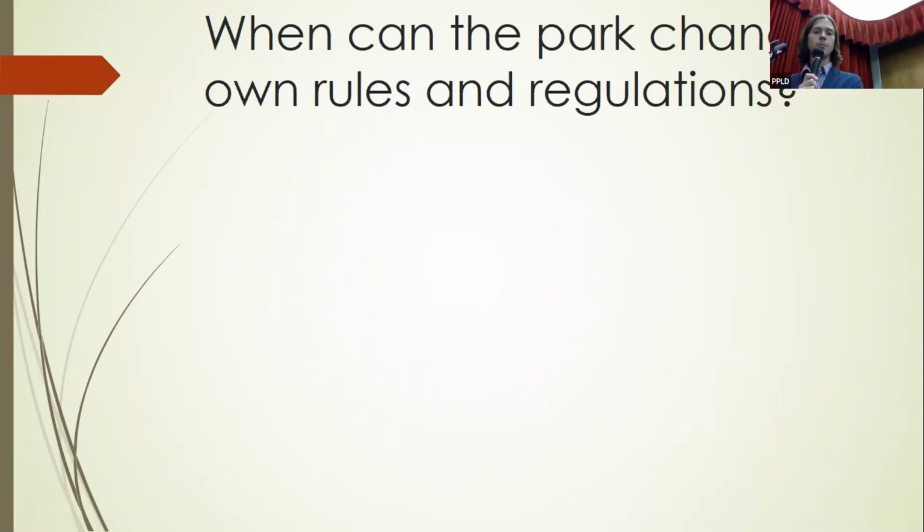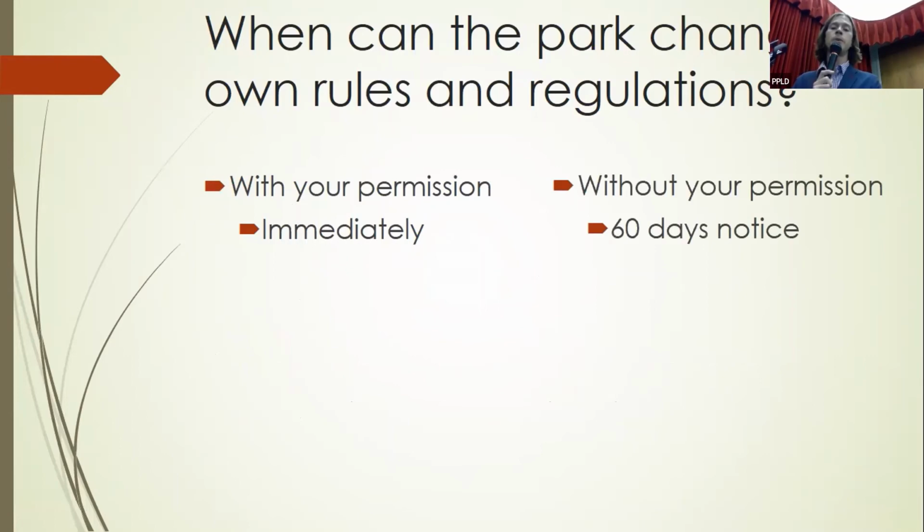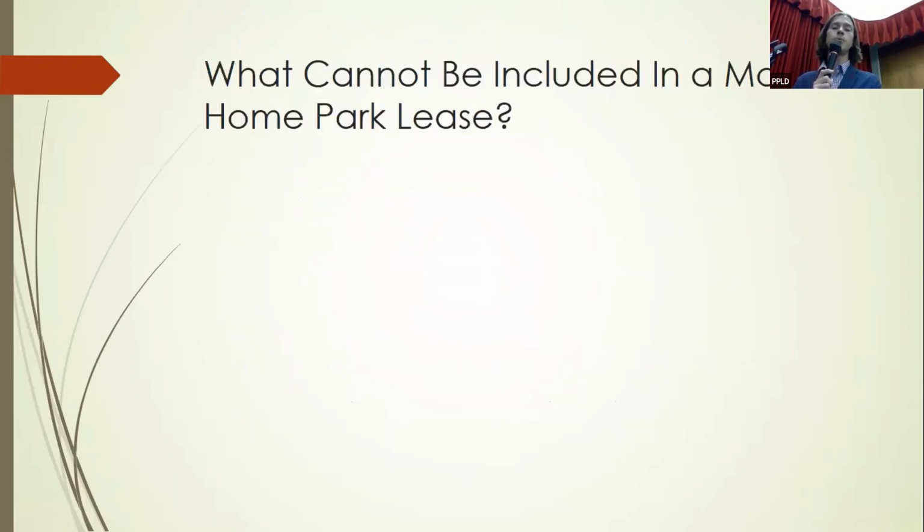residency there. So if you can be evicted over rules and regulations in a park, when can they change? If you get permission for rule change, then immediately. If not, 60 days notice. And that notice has to be in writing. So what are things that cannot be included in a mobile home park lease?